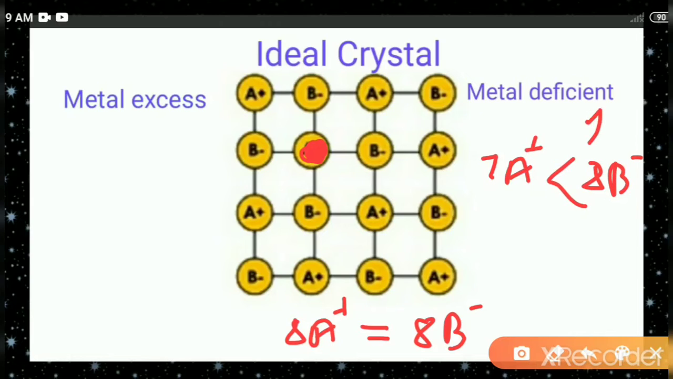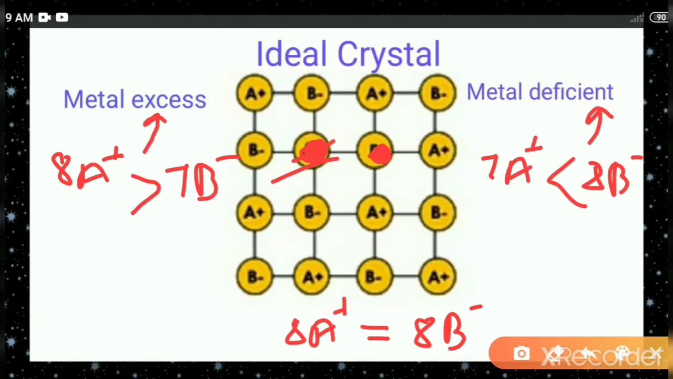That type of defect is called metal deficient defect. On the other hand, if in the place of A positive, let B negative be missing. At that time, when we count, it will be 8 A positive and 7 B negative. In that case, metal is in excess. Such a type of defect is called metal excess defect. Let us discuss these metal excess defect and metal deficient defect in detail.